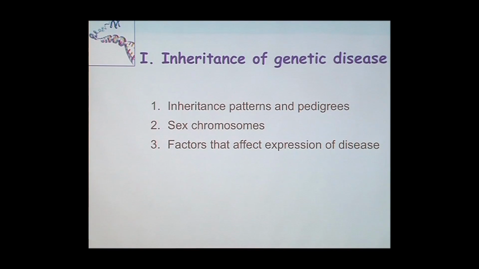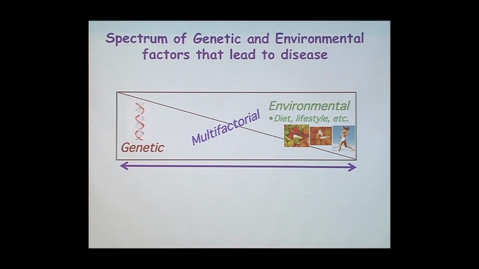So to start off with, we're going to talk about inheritance of genetic disorders. And I'm going to start off with some basics of inheritance patterns. And I first want to review the concept that I started with last week, that all disease is due to some combination of genetic factors and environmental factors. So I want you to always keep that in mind. Whatever we're talking about, there's always going to be some influence of both of these factors, okay?